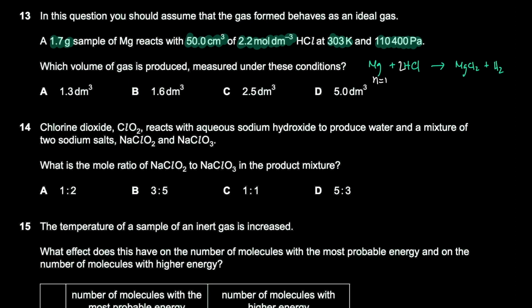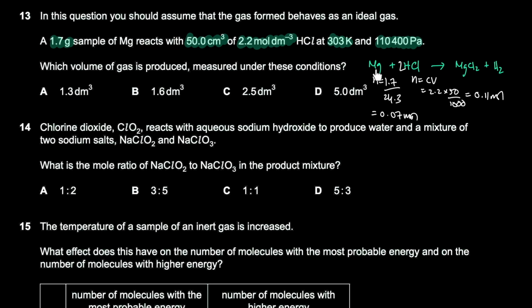Number of moles of magnesium is the mass divided by the molar mass, which is 24.3, which is 0.07 moles. And the number of moles of HCl is concentration times volume. The concentration is 2.2. The volume is 50 cm cube, so 50 divided by 1000. And this comes out to 0.11 moles. So over here we know that magnesium is in excess.